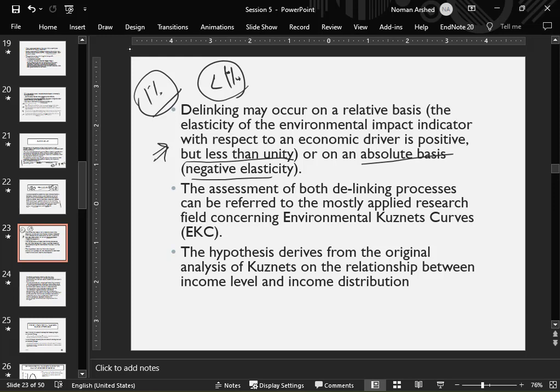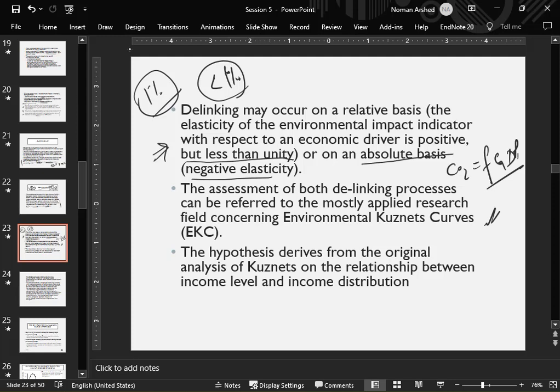The assessment of both delinking processes can be referred to the mostly applied research field concerning environmental Kuznets curve. So environmental Kuznets curve talks about that if we have CO2 as a dependent variable and GDP as an independent variable, it should have a less than one coefficient or negative coefficient. If it is less than one, we will say that it is relative. On the relative basis, GDP is not increasing CO2 equally, or on an absolute basis, it is decreasing CO2.